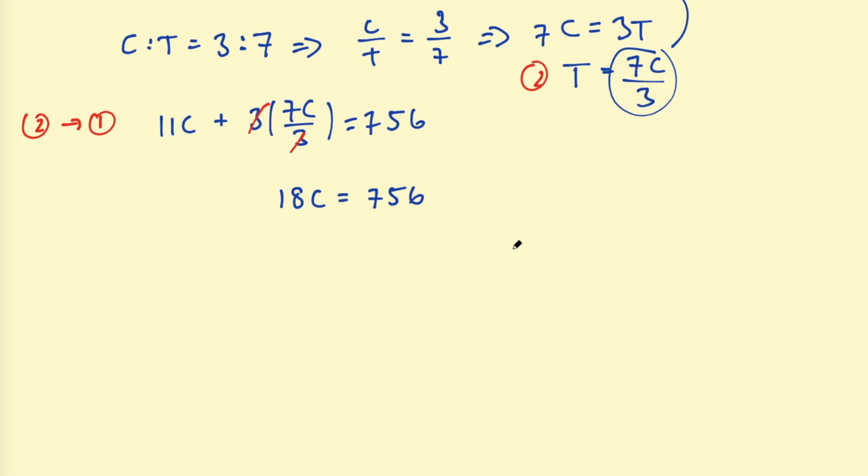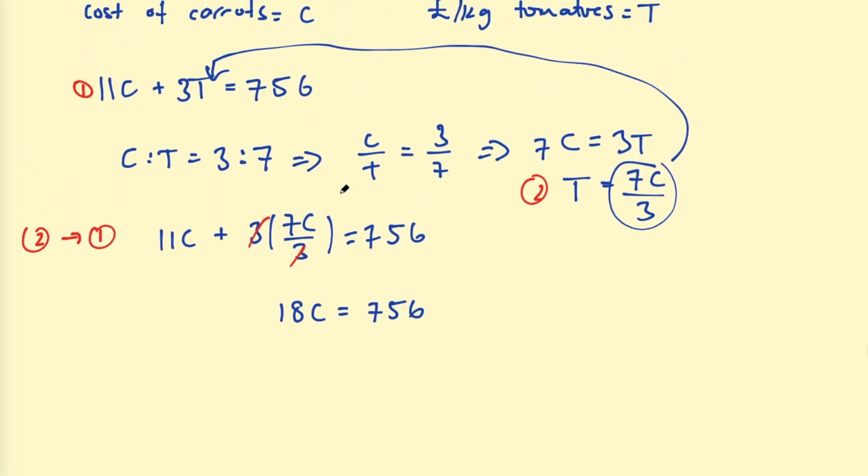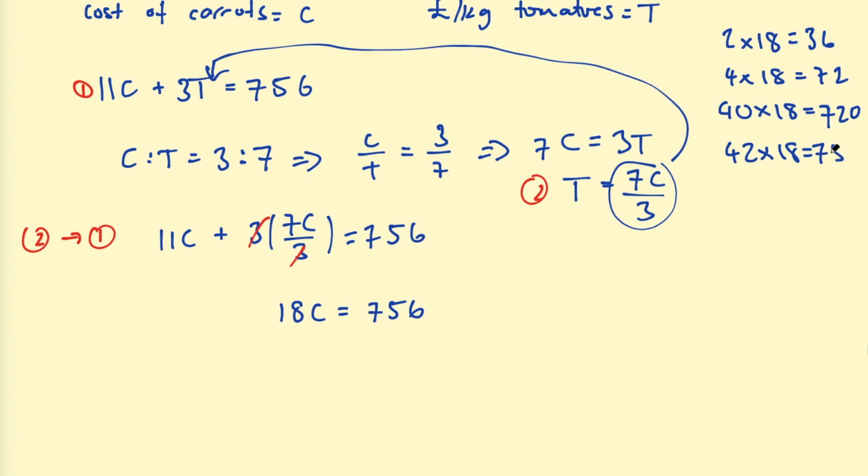Now we need to think about how to divide 756 by 18. I'd probably start by thinking of the multiples of 18. So, for example, I know 2 times 18 is equal to 36, and then 4 times 18 is double 36, is 72. That's getting close to 75. So in other words, 40 times 18 must be 720. Then I have 36 more to go, so that must be 2 more lots of 18. So that's going to be 42 times 18 is 756.